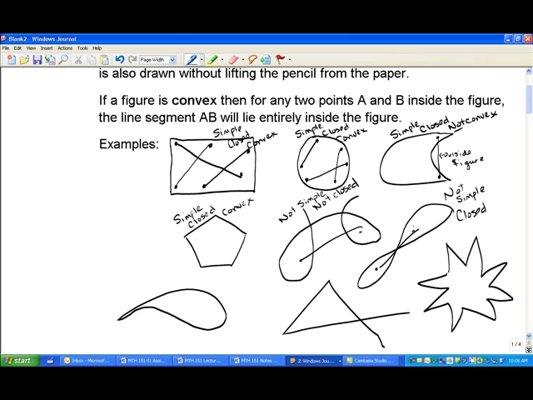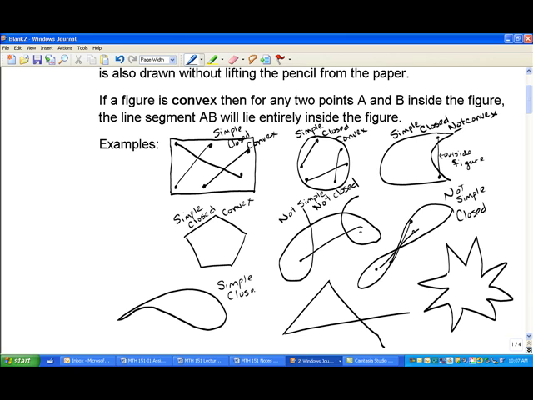We could choose a couple of points, and that one actually worked out okay, but if I chose this one and this one, I think we'll go outside slightly. Okay. What about this next one? Well, it is simple. It is closed.